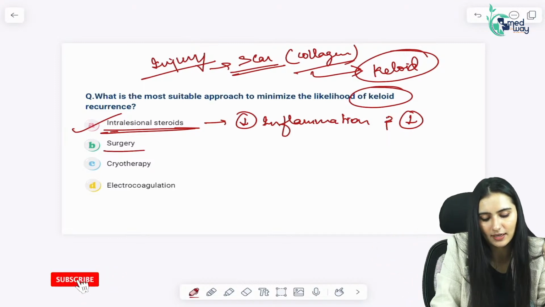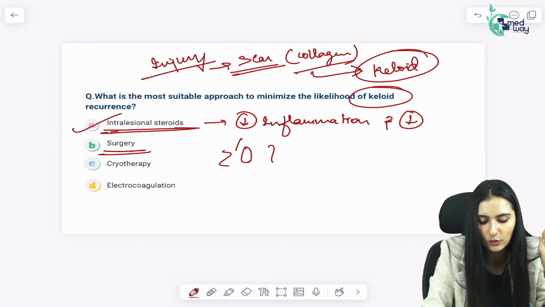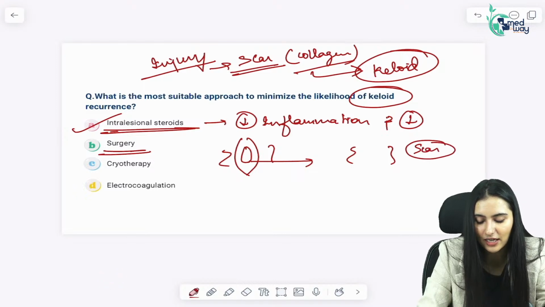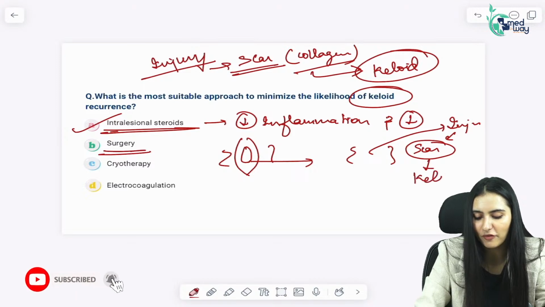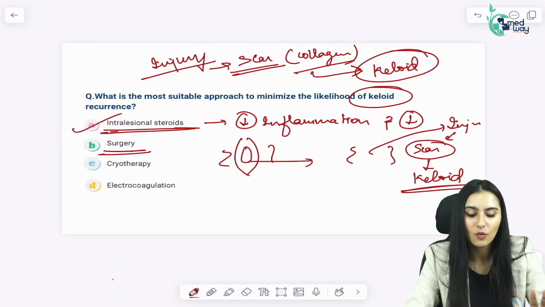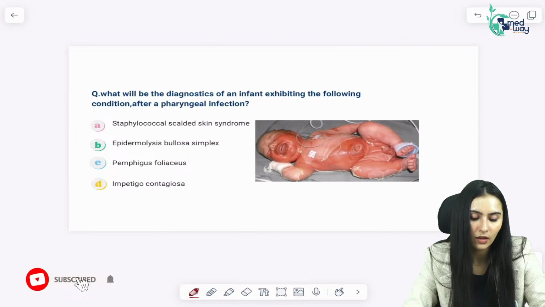Why is surgery not the answer? Suppose this was a keloid. Okay, this was the surrounding skin and this was the keloid. Now you decide to cut it out. You took this out. So now you have the surrounding skin and you have a new gap here. What is going to happen? Again, this is a scar. Like this is an injury and the body is going to heal with scar formation. Again, a keloid will be formed. So this will not help. Surgery will give you another keloid. What you have to do is give ILS. That is the treatment of choice.